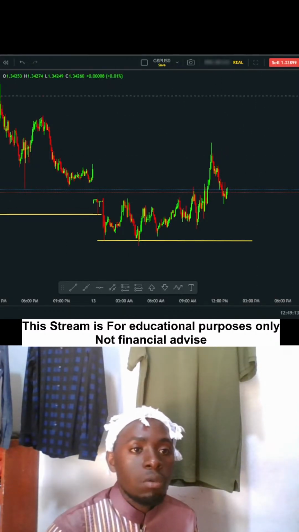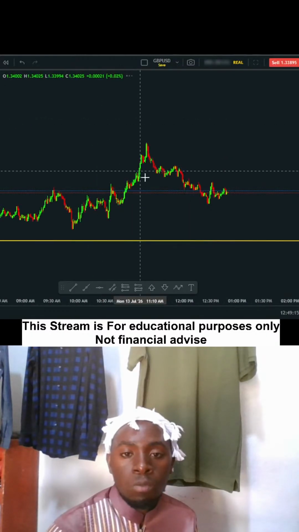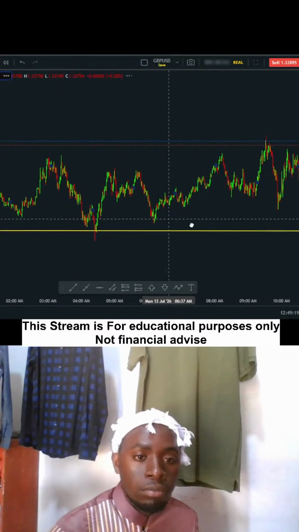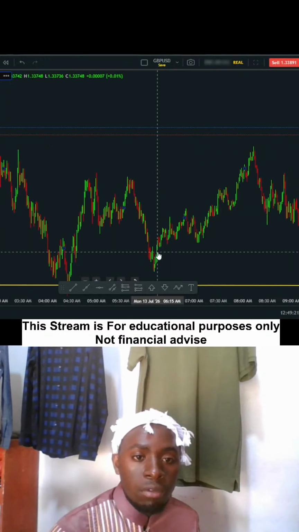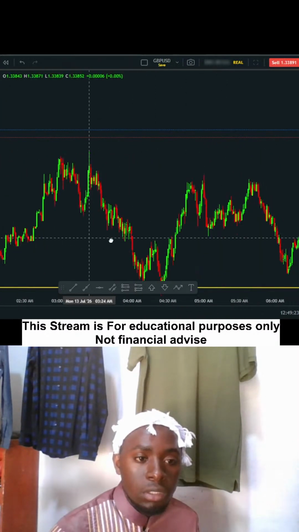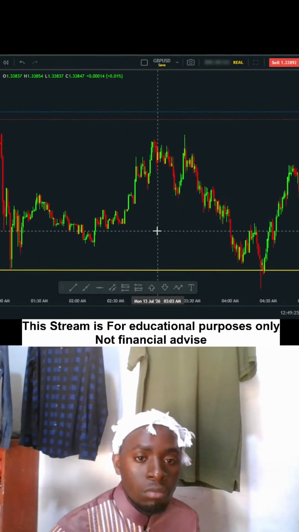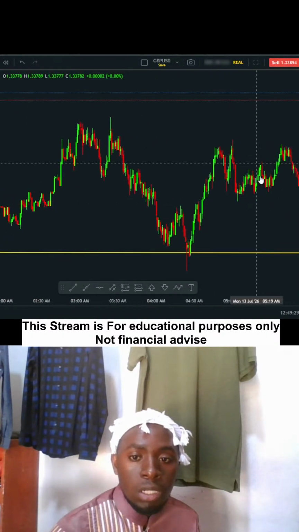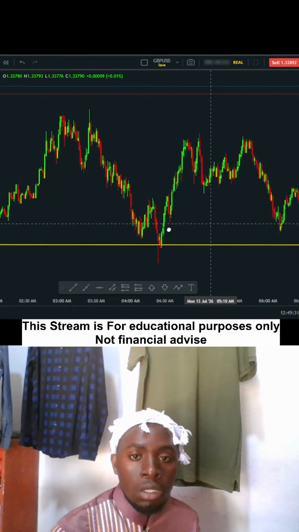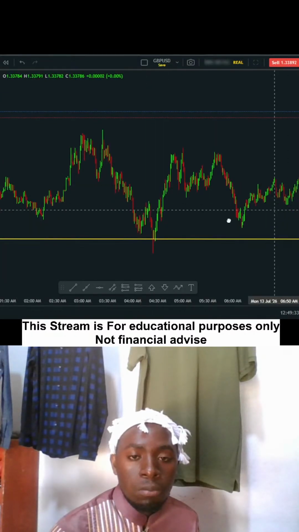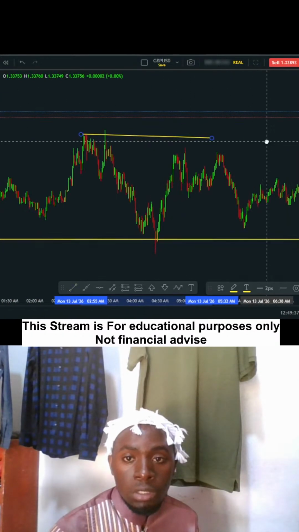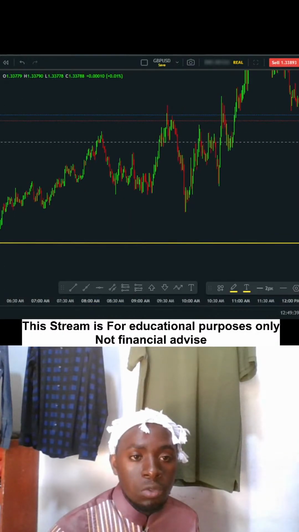Okay, let's see what we have here. Boom, boom, boom, bada bam, boom. A break there. So this would be our 1 minute structure right there.